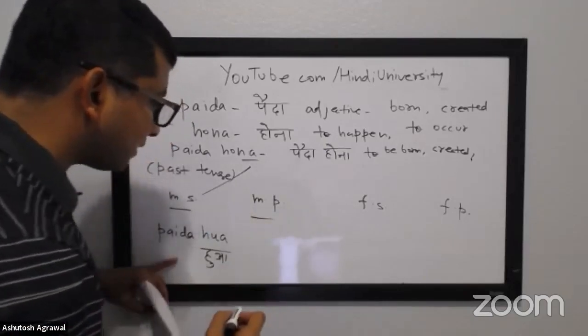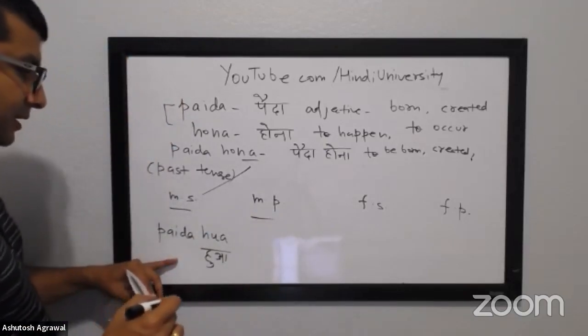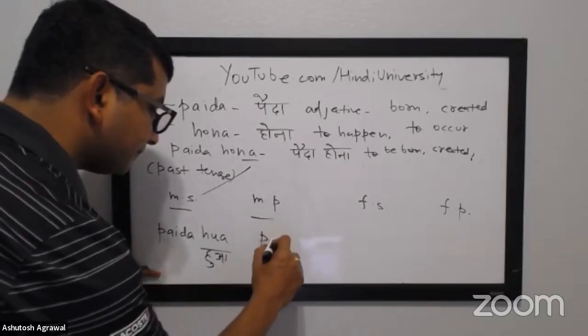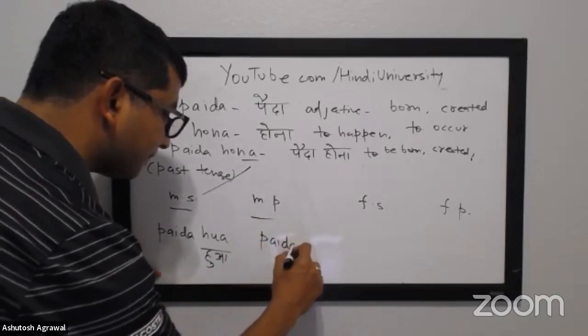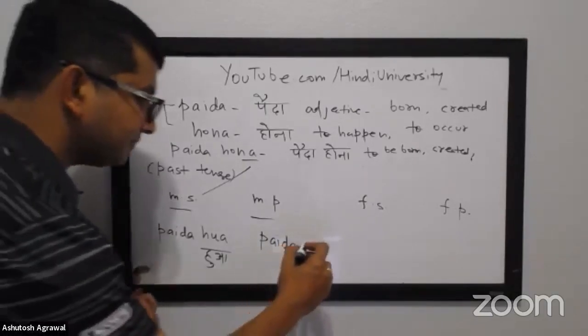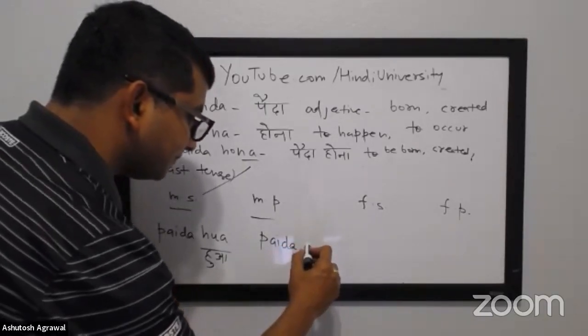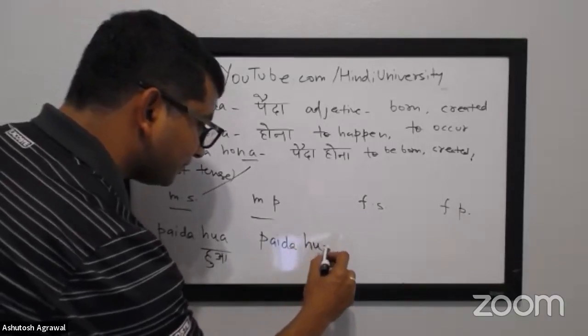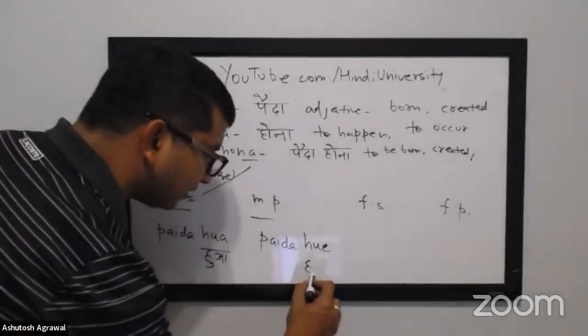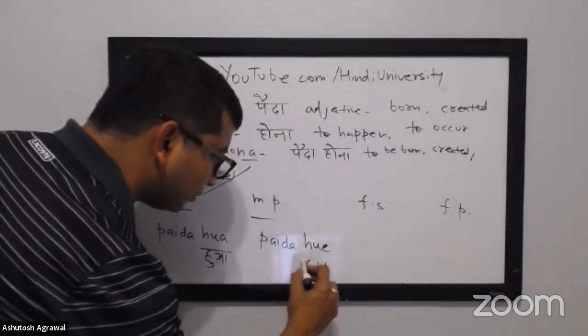What about this? Donna ji? Masculine plural. Donna ji, you have to unmute yourself. Yes, there we go. Ve paida hue. Hue. Paida hue. Okay. And the way you write it, you have a ha with u and then a, hue.